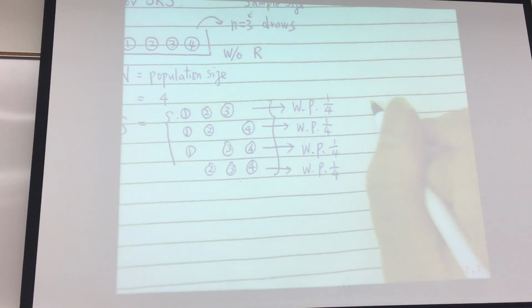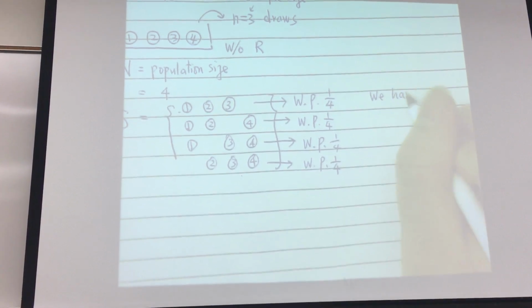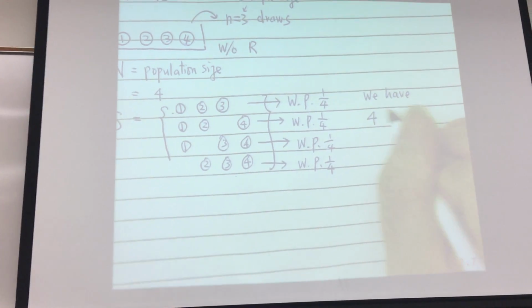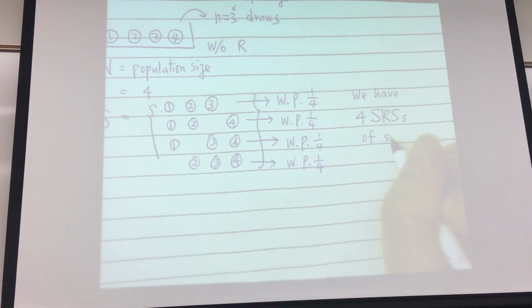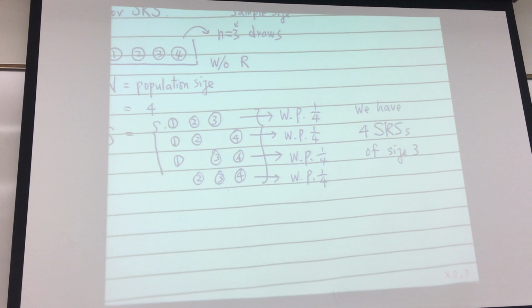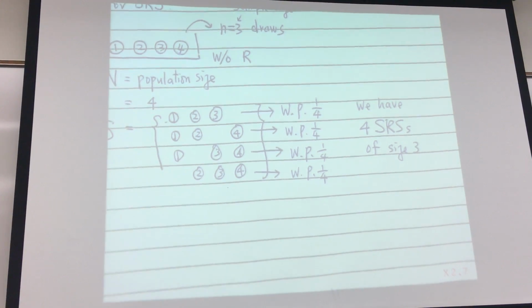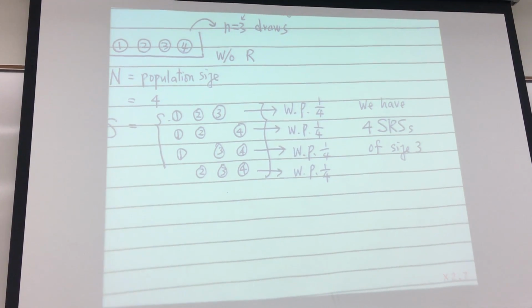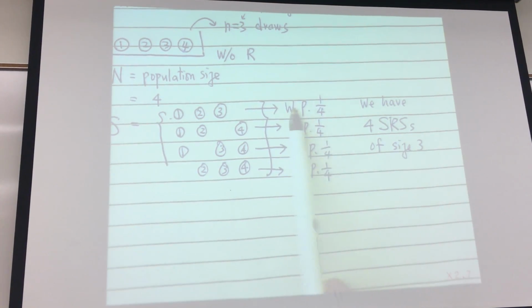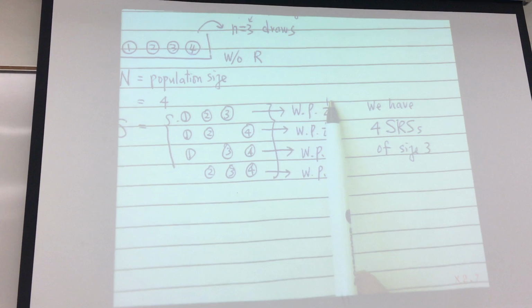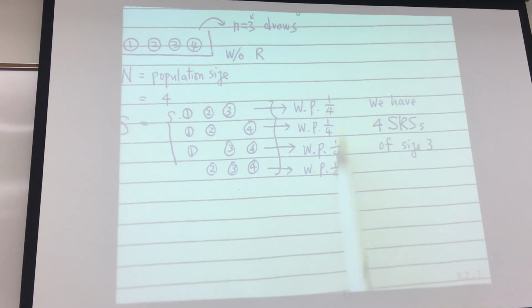So in this case, we have 4 simple random samples of size 3. Okay? We have 4 simple random samples of size 3. Are you with me? Each one we will get with what? With 25% chance. They are equally likely.